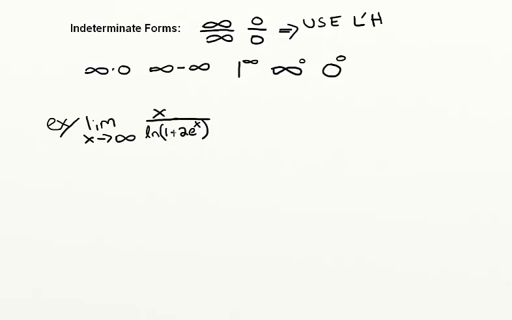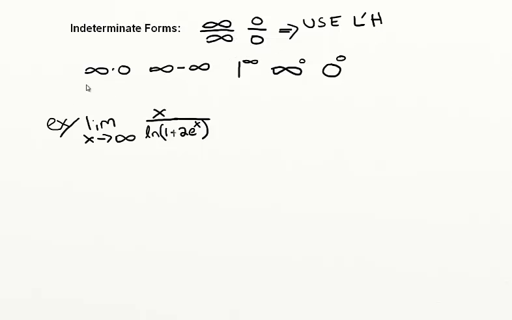Here we're going to talk about L'Hopital's rule, which is used to evaluate limits of indeterminate forms. So I have a bunch of indeterminate forms listed up here, and for the type infinity over infinity or 0 over 0, we can apply L'Hopital's rule.